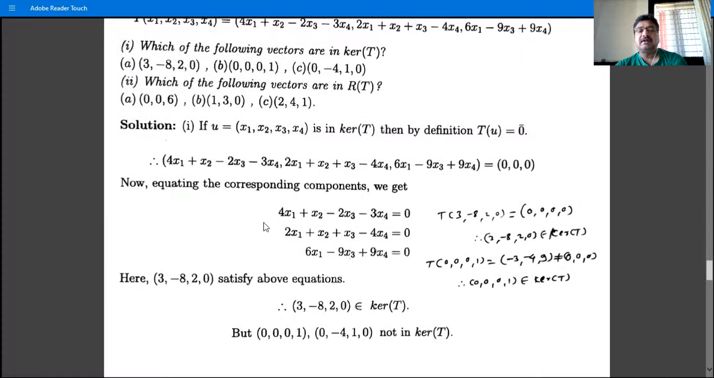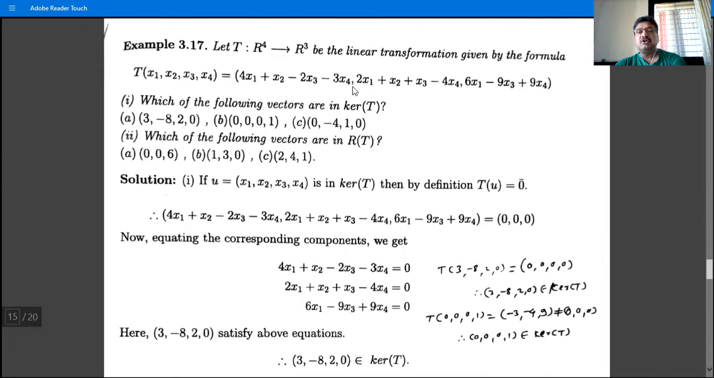This is the first method. Or we can just remember the definition of the kernel of T. The kernel of T is the subset of R^4, that is the domain, consisting of the elements u of R^4 whose images are 0, such that T of u is equal to 0. This is the definition of the kernel of T. That is, an element belongs to the kernel of T if its image under T is 0.